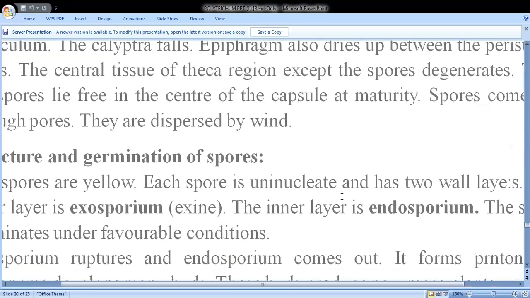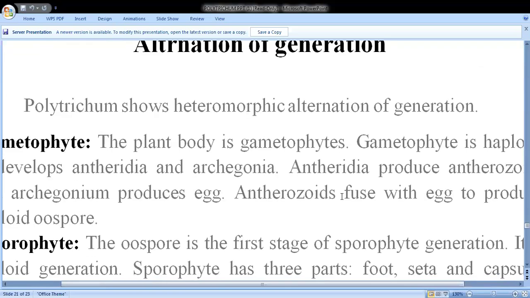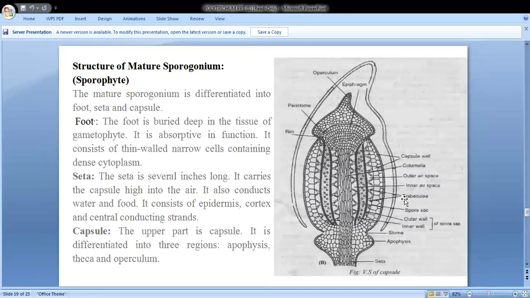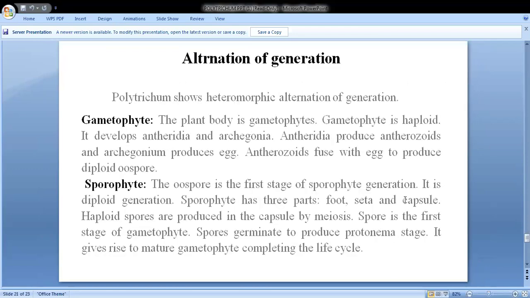Okay, next, the last one: what is the alternation of generation? That is the life cycle of Polytrichum. Polytrichum shows the sporophyte; you'll ask later questions, ma'am, in the type study. After this, they'll give one or two compulsory questions from Bryophyta, ma'am. Your explanation of Polytrichum is nice, ma'am.